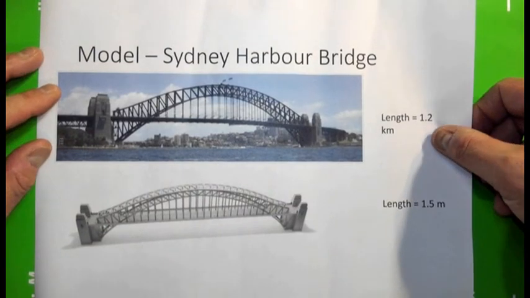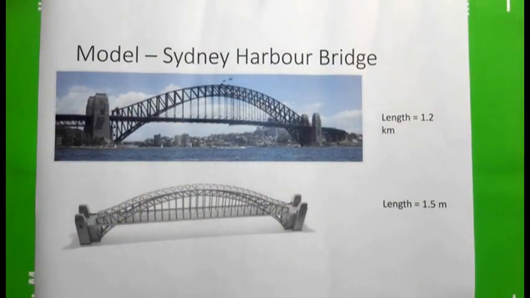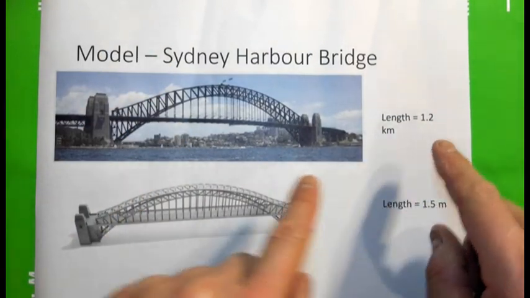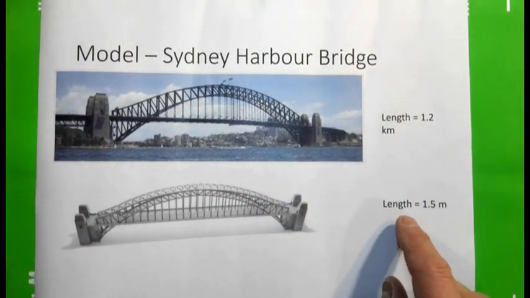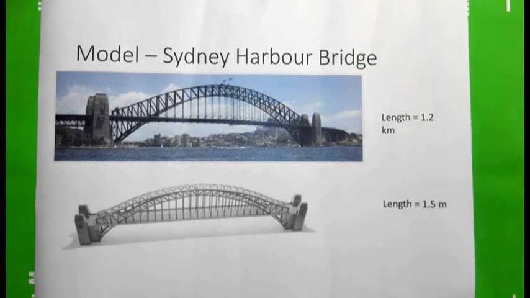Let's take a model of Sydney Harbour Bridge and the actual Sydney Harbour Bridge. We know that the length of Sydney Harbour Bridge is 1.2 kilometers, whereas the length of the model is 1.5 meters. How do we actually calculate it?